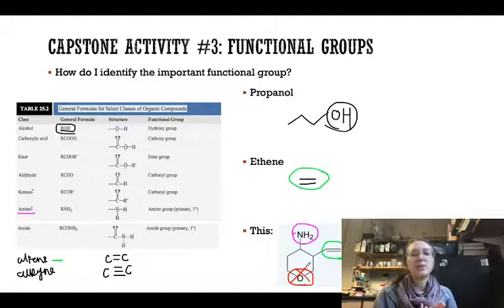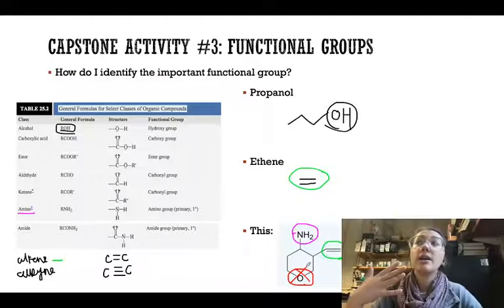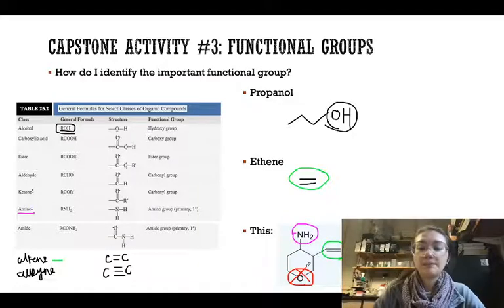I especially recommend this for capstone activity number 4, where you're doing the functional groups of amino acids, because there are going to be a ton of things on there that you have just not been prepped to identify.